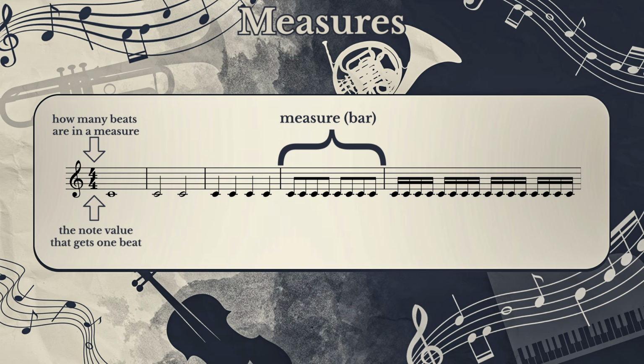that gets one beat. For example, in 4/4 time, there are 4 beats per measure, and the quarter note gets 1 beat. In 3/4 time, there are 3 beats per measure, with the quarter note still getting 1 beat. Time signatures help shape the feel and flow of the music. We'll explore them in more depth later, including other types of meters and how they influence musical phrasing.